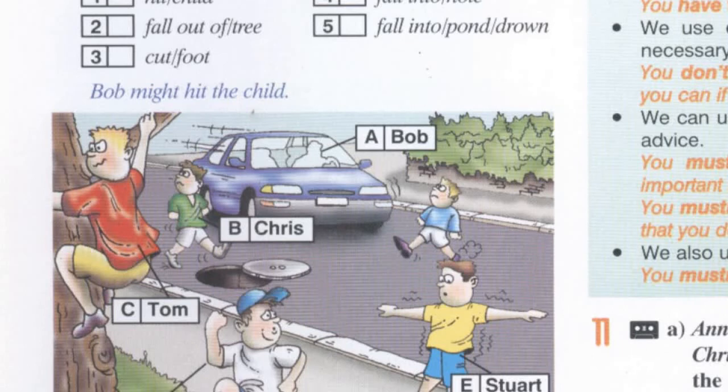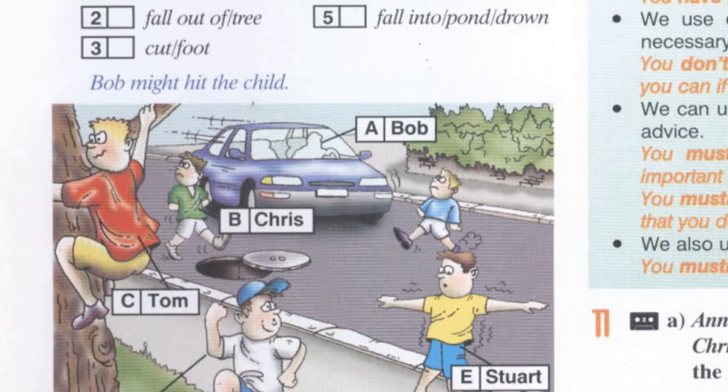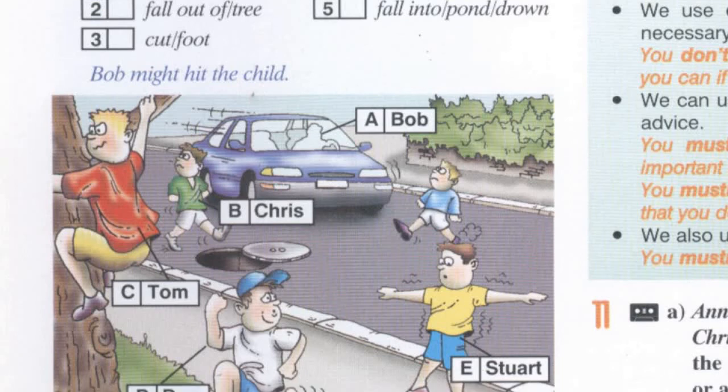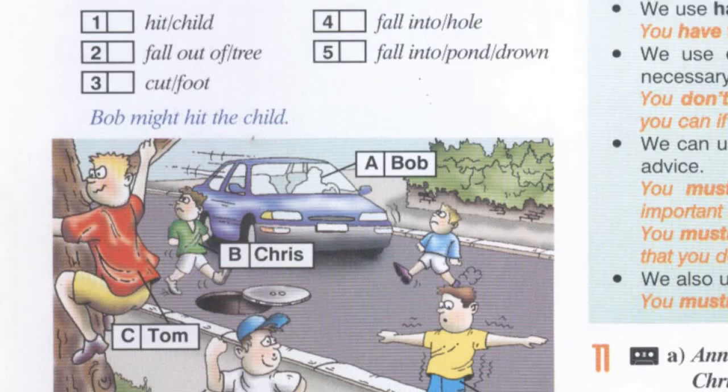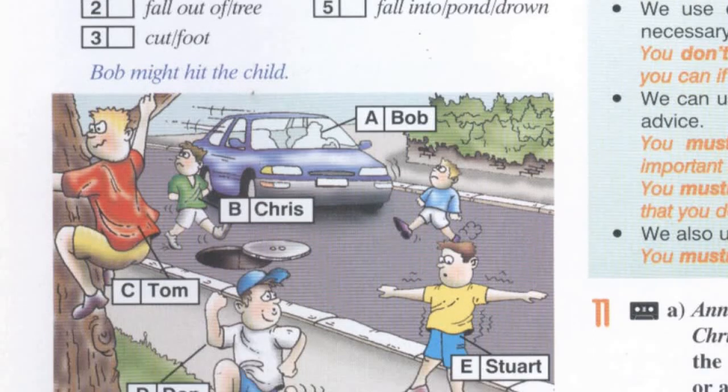Always possible. Fall out of tree, fall off tree. Both are possible because it's written out of. So you can say Tom might fall out of tree. And it's possible to use could as well. Remember, you can say Tom could fall out of tree. Or even the first one, Bob could hit child. How about number 3?